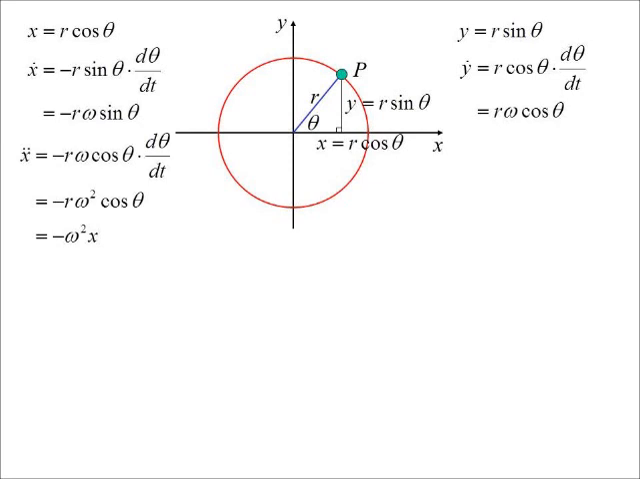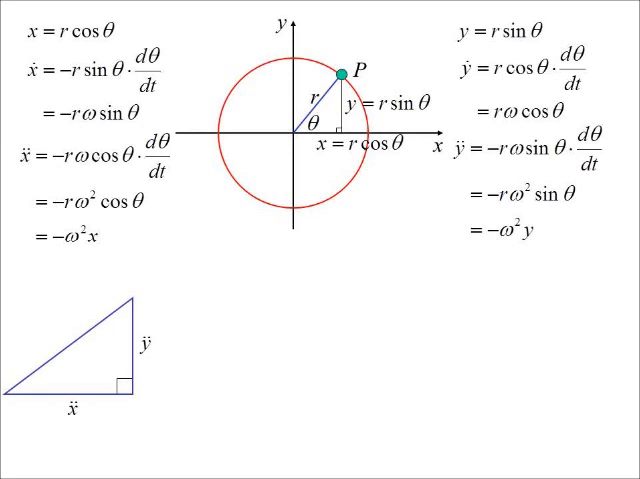So horizontally we end up with simple harmonic motion, minus omega squared x, and vertically we end up with simple harmonic motion as well, minus omega squared y. Well, we want to come up with the resultant. So if I create a triangle with the horizontal and vertical acceleration components, I can find the actual value of the acceleration using Pythagoras. So it'll be the horizontal squared plus vertical squared that will give me acceleration squared.